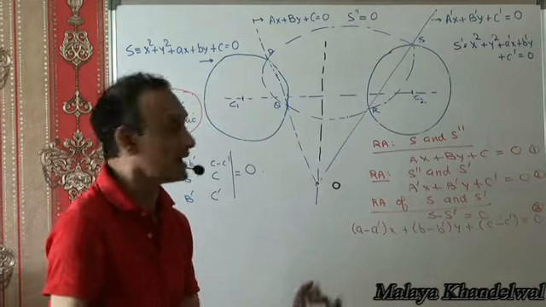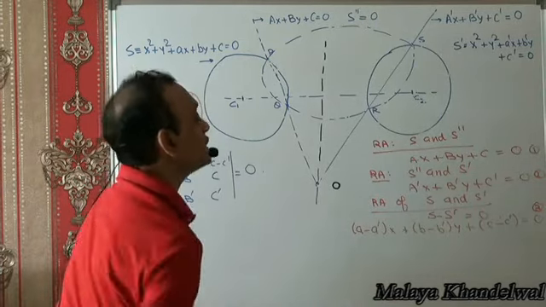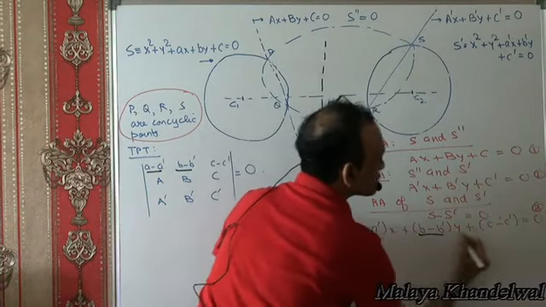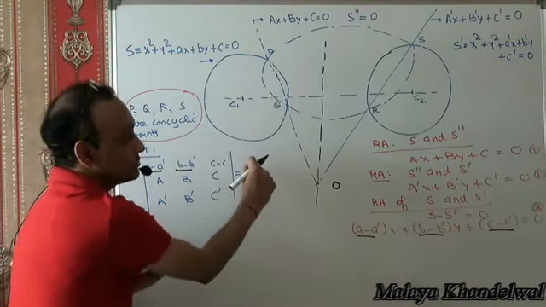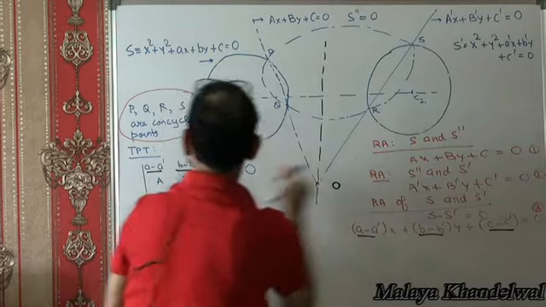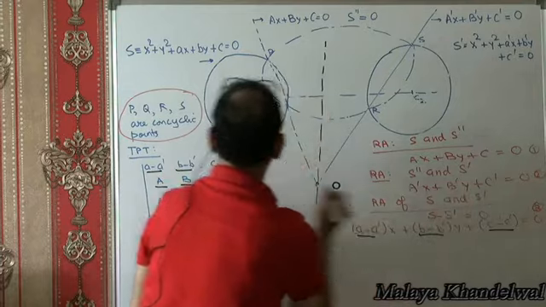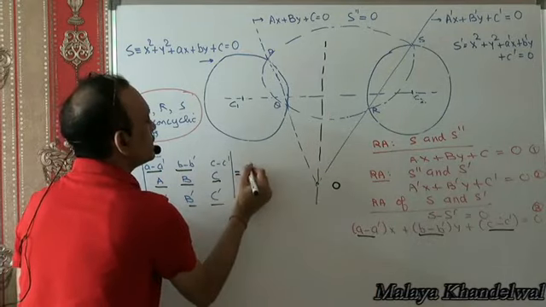If three lines are concurrent, then the condition for concurrence is precisely this. A minus A prime, B minus B prime, C minus C prime, which is the first row, and A, B, C, which is the second row, and A prime, B prime, C prime, which is the third row. That determinant must necessarily be 0.